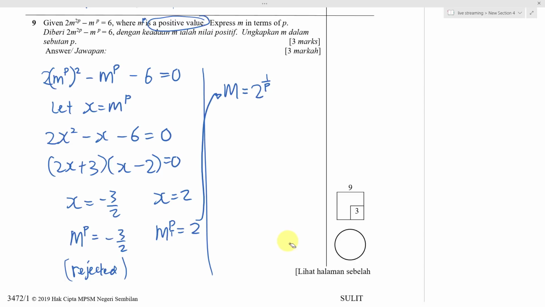Because I just assumed, is it possible p is any negative value or not? Any square root value or not? Because log must always be positive value. Alright, okay, let's move on.